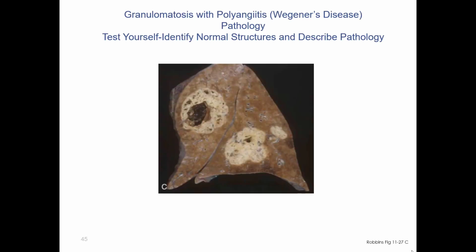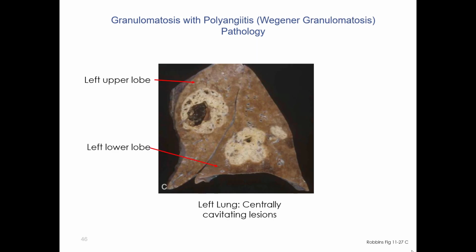Here is our gross picture. Go ahead and describe the slide. The answer will be on the next slide. You can see this is a left lung because there is one upper lobe and one lower lobe. The right lung would, of course, have 3 lobes. You can see there are large centrally cavitating lesions.